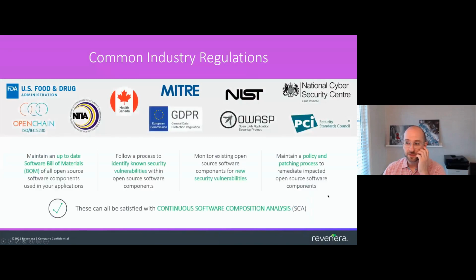The second point I really want to talk about is industry regulations. So there are lots of industry groups based on what market segment they're in: dealing with health and safety, dealing with technology, dealing with privacy, with payments. All of these organizations ultimately boil down to 4 requirements that they're pushing for. Number 1 is maintaining an up-to-date software bill of material of all open source software components used in our applications, along with third-party software. Number 2 is, once you have your bill of material, once you know what you're using, following a process to be able to identify security vulnerabilities in those components.